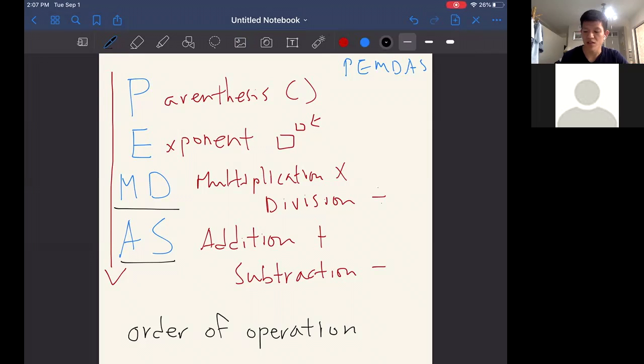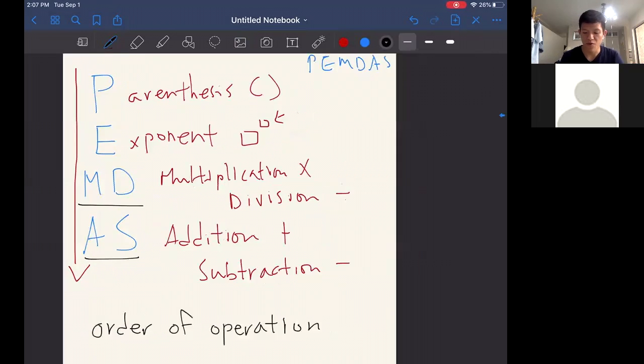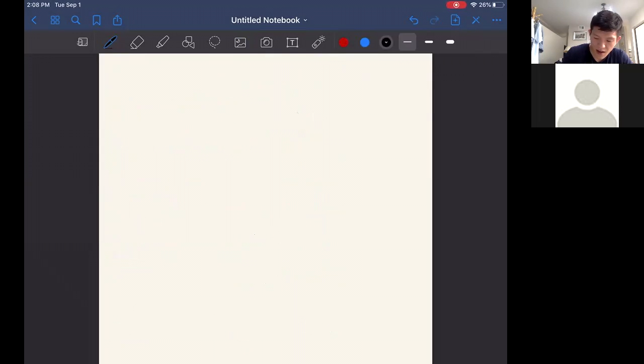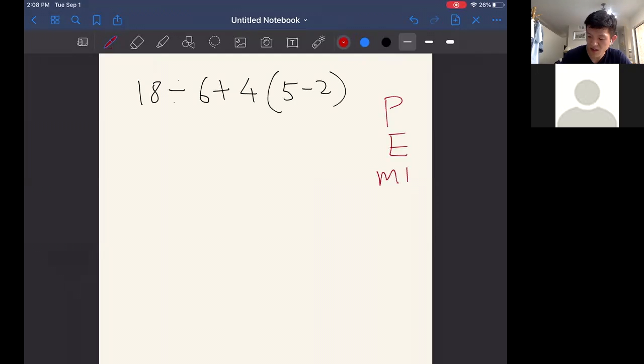So this will make a little bit more sense once we do a couple of examples, okay? So let's take a look. I have a problem right here. 18 divided by 6 plus 4 parentheses 5 minus 2. Okay, now remember PEMDAS, which I'm going to write here on the side. Okay, now according to PEMDAS, we have to do parentheses first. That's number 1. Now I see parentheses right there. This is inside a parentheses right here, right? So we have to do that first.